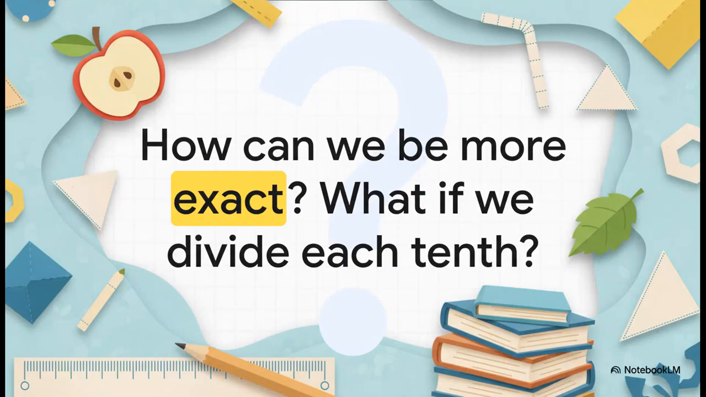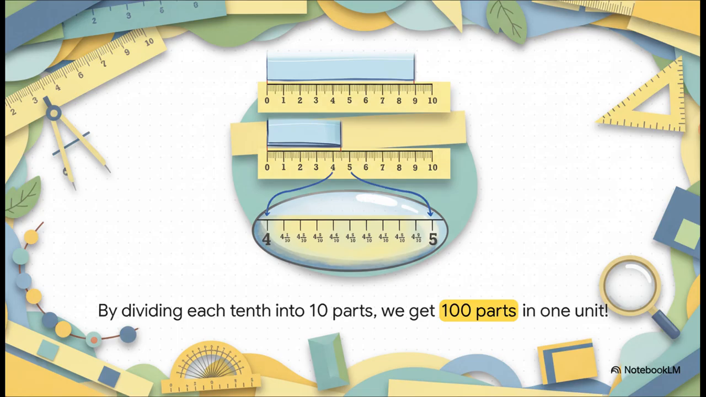So what's the solution? How can we possibly measure that tiny little space? Well, what if we took each of our tiny tenths sections and divided them into 10 even tinier parts? What would we get then? You got it. Let's zoom right in.